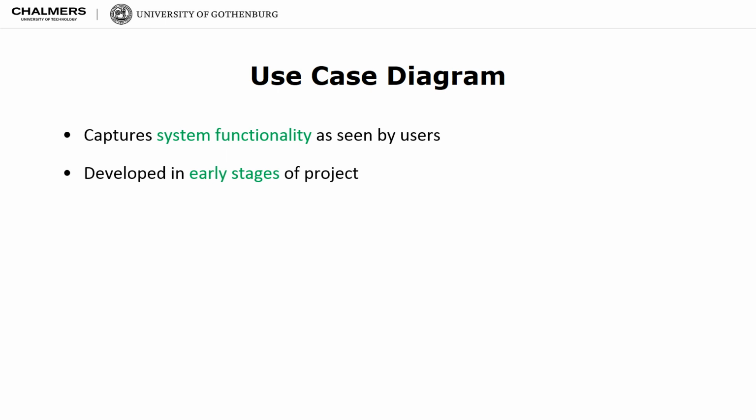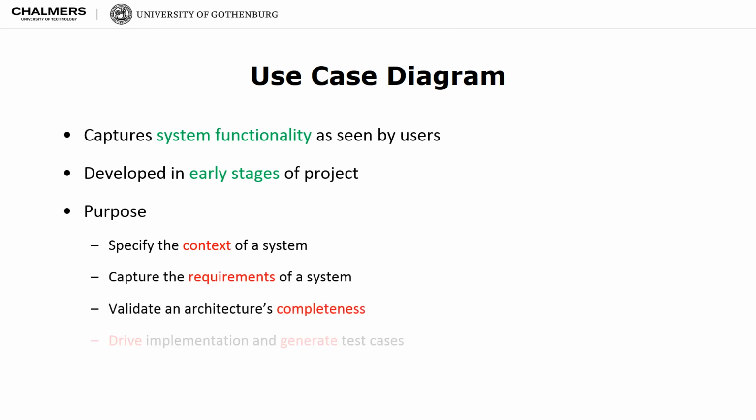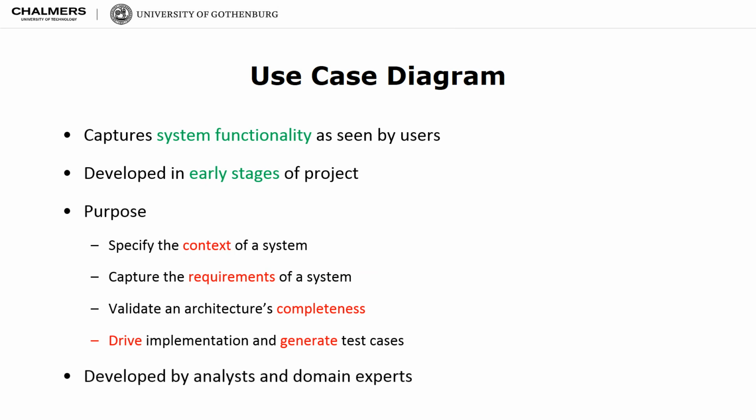This view is considered as the +1 view, and it represents the scenarios that tie the four views together. This view specifies the context of the system, and it represents architecturally relevant scenarios. It can also aid to verify that all the required scenarios are met. It is commonly developed by analysts and domain experts.